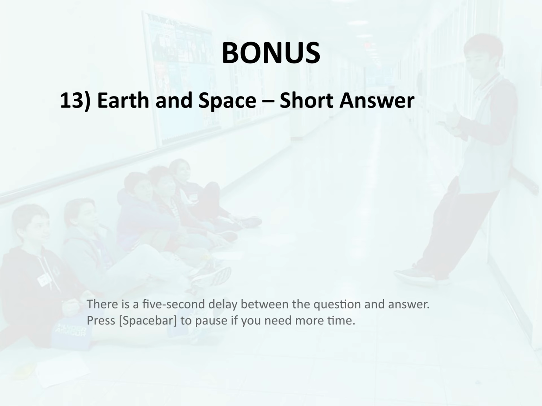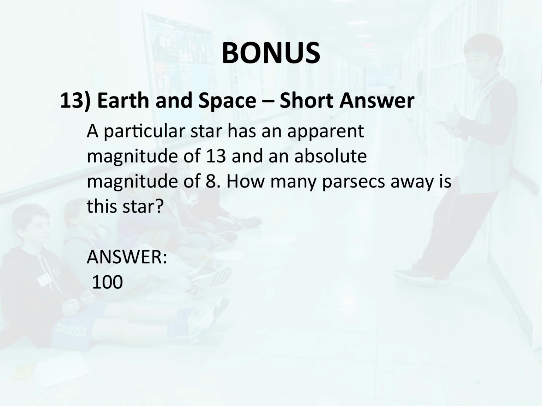Bonus 13. Earth and space, short answer. A particular star has an apparent magnitude of 13 and an absolute magnitude of 8. How many parsecs away is this star? Answer: 100.